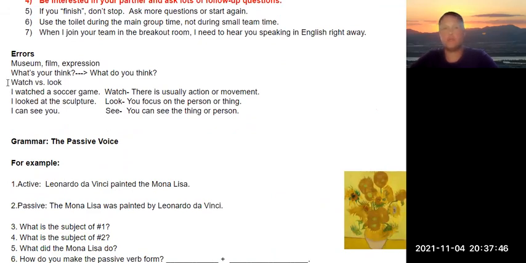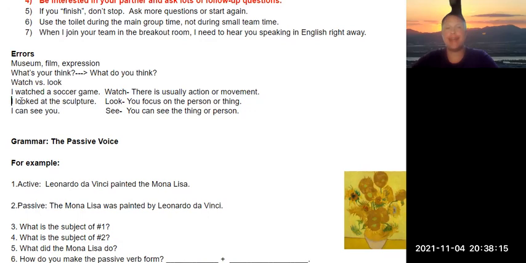So some errors that you might make would be something like this: what's your think? It should be what do you think? And also watch versus look and see. So I watched a soccer game. So watch usually indicates there's action or movement.